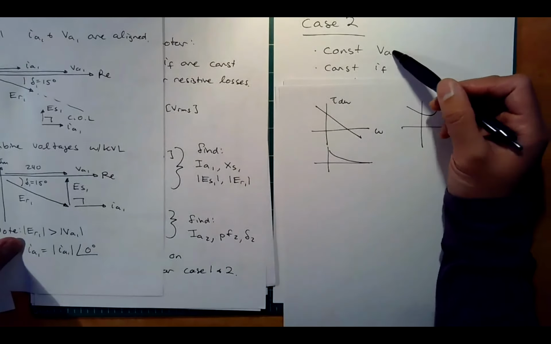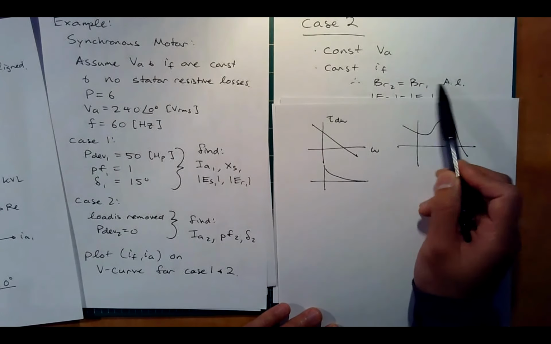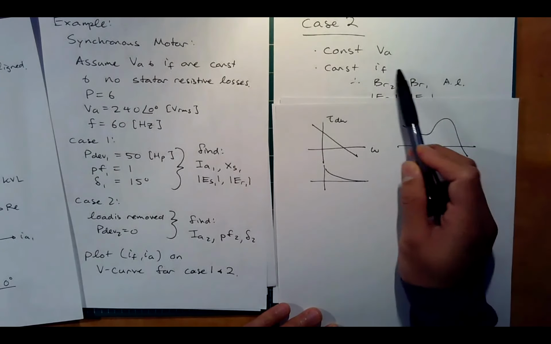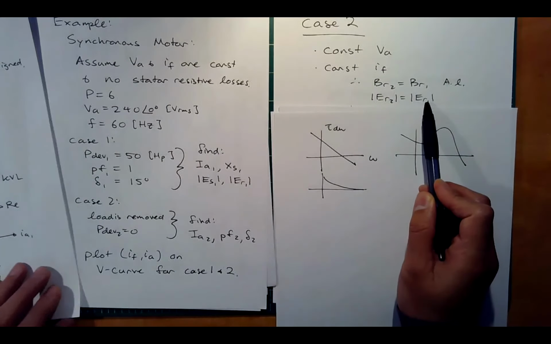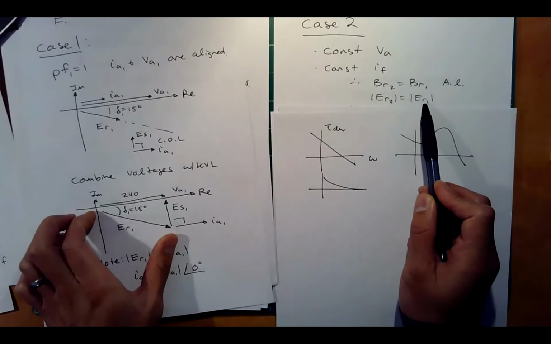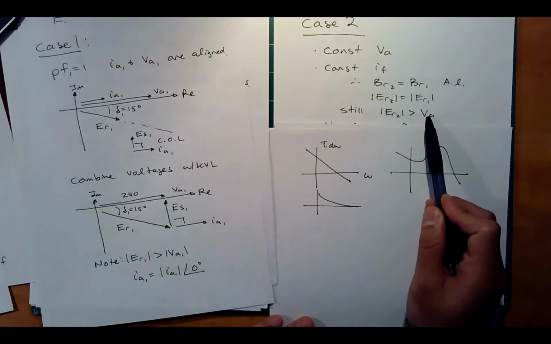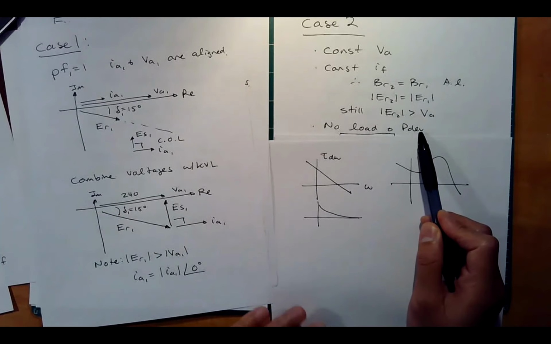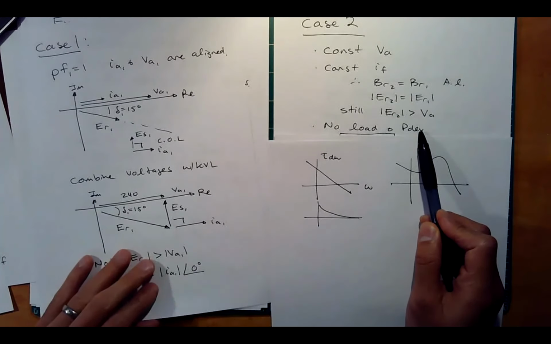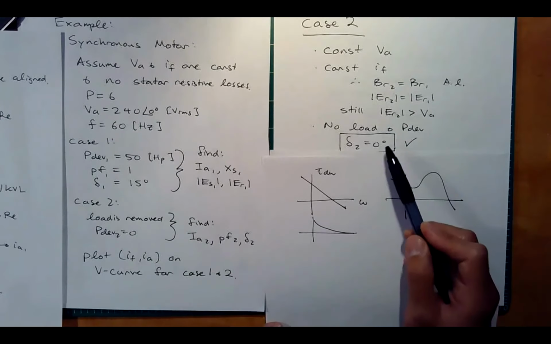All right, well, if IF is constant, BR2 and BR1 are the same because they're dependent by Ampere's law on IF, which means ER2 and ER1 are the same. So that means this was what, 248? So ER2 is still 248 and it's still bigger than VA. That's good. If there's no load and no power developed, well, there's going to be no torque angle. So that's easy. So this one was trivial. That's just 0. No load.